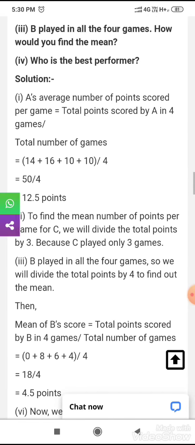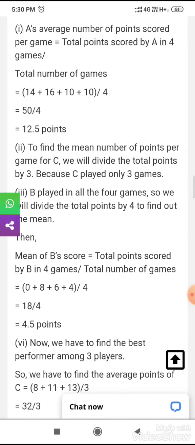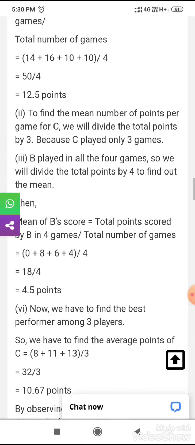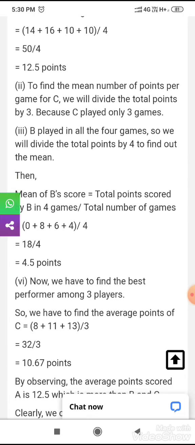So in the first part, we have to find the average number of points scored per game. For this, we add the total points scored by A in 4 games and then divide by the total number of games. First we add 14, 16, 10 and 10, we have 50, and then we divide it by 4. So we have 12.5 as our answer.